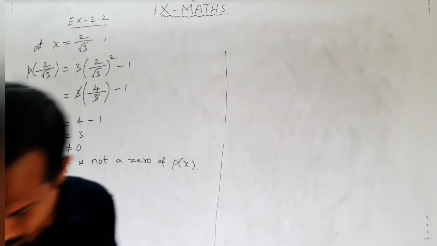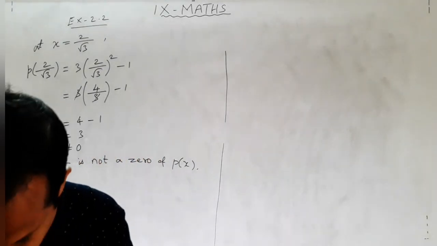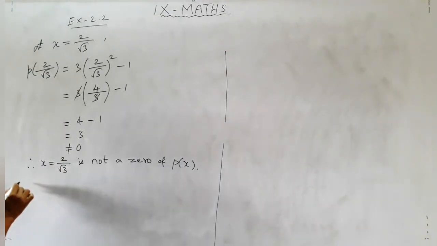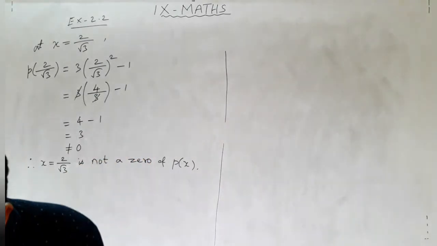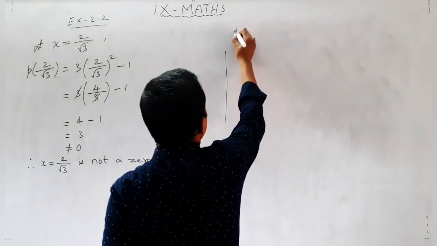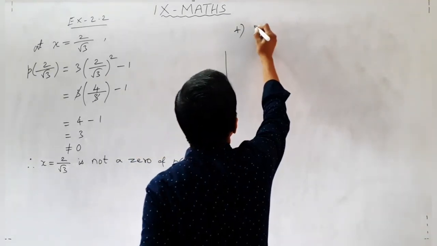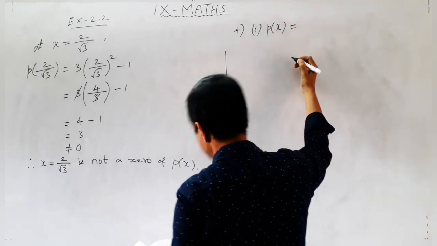The fourth sum: find the zero of the polynomial in each of the following cases. Very easy. Okay, fourth sum. Here let's start there. First option, p of x equal to x plus 5.